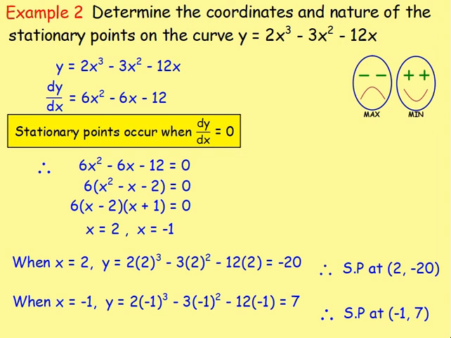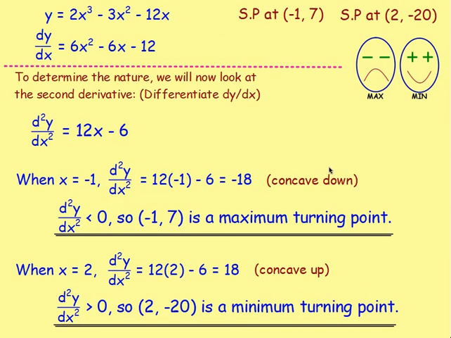An example with that: determine the coordinates and nature of the stationary points on that graph. So you know the stationary points occur when dy by dx equals 0, so set dy by dx equal to 0 and solve for x. After we've solved for x, get the y value as well, so sub that in, and we've got 2 stationary points. But what we need to do is determine the nature, and to determine the nature, we're going to look at the second derivative.